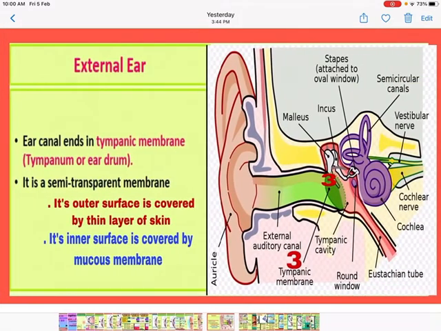The third part of the external ear, which is a very important part, is the eardrum or tympanic membrane. See the diagram. Labeling 3 is the eardrum. It is located at the end of the ear canal. It is a semi-transparent membrane. Its outer surface has a thin layer of skin and its inner surface has a mucous membrane.